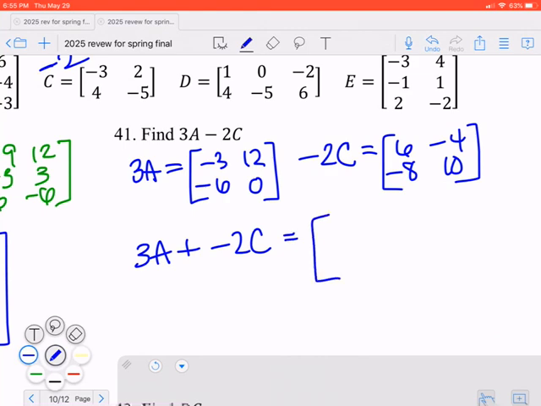Negative 3 plus 6 is 3. 12 plus negative 4 is 8. Negative 6 plus negative 8 is negative 14. And 0 plus 10 is 10.